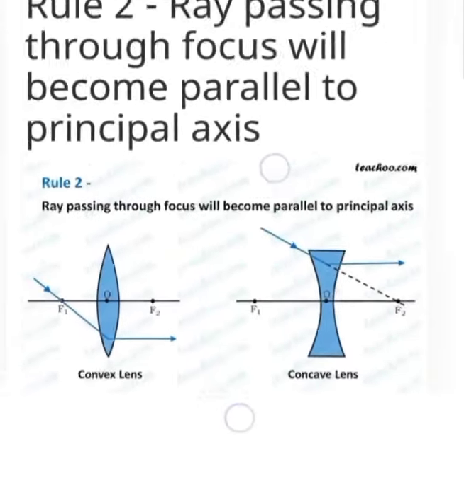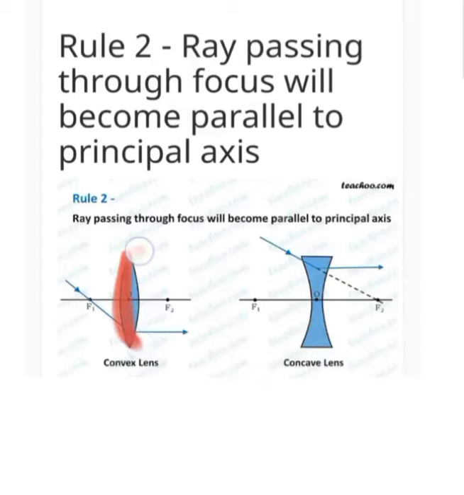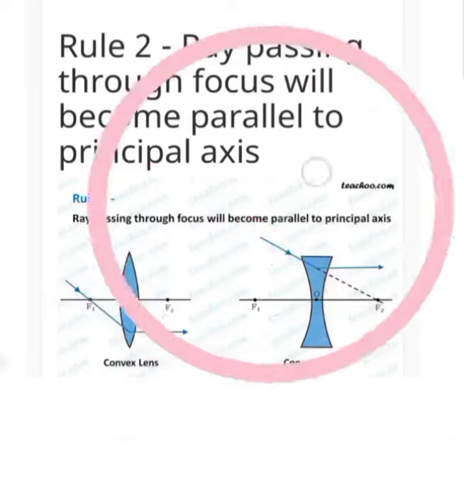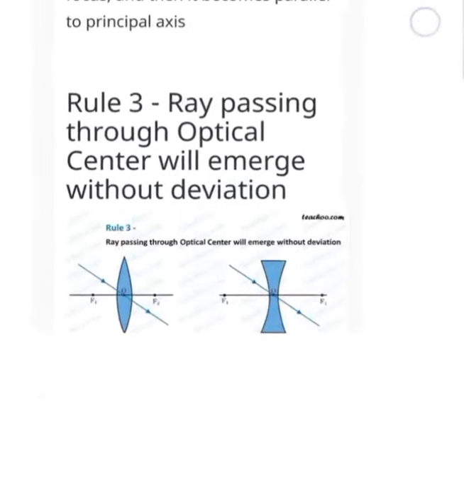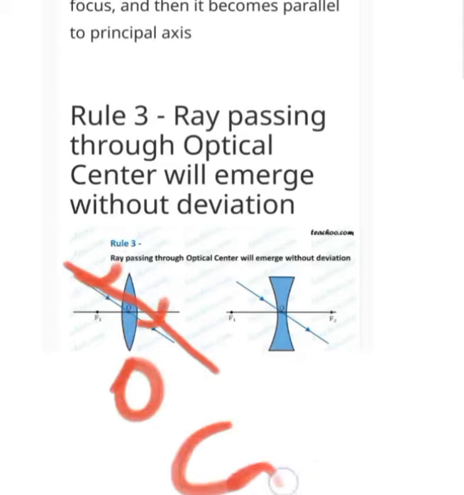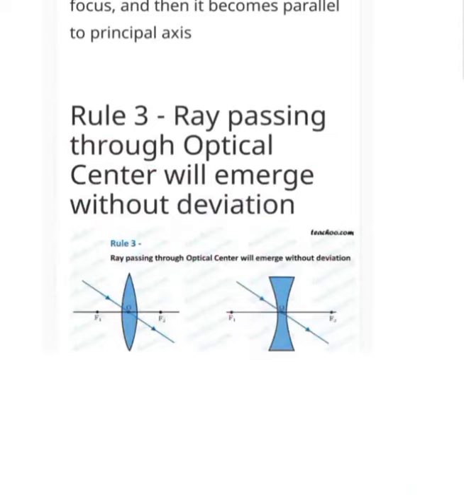In case of the convex as well as the concave, in both cases the rules are the same. If a ray of light is going from the focus, it will become parallel. In concave also, it emerges and appears to be going from the focus. Now in the third case, the ray passing through the optical center will emerge without deviation. It means that if a ray of light goes from the optical center in the convex or concave, it will go in the same way from the optical center.